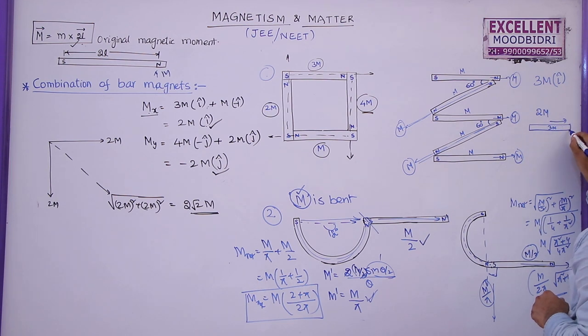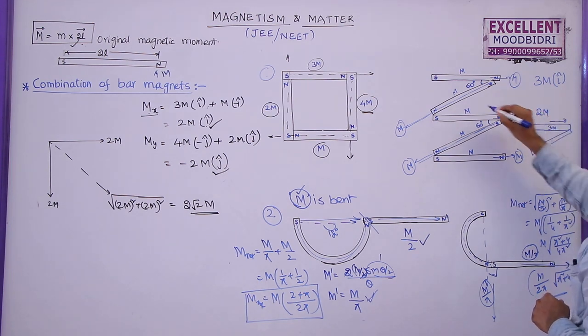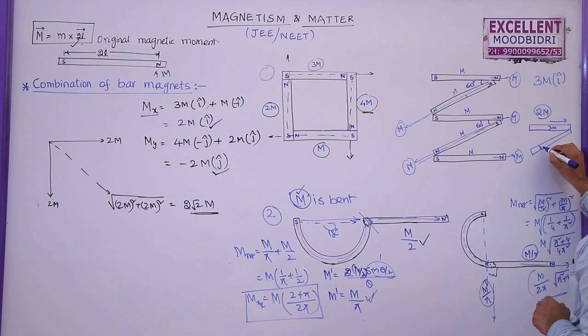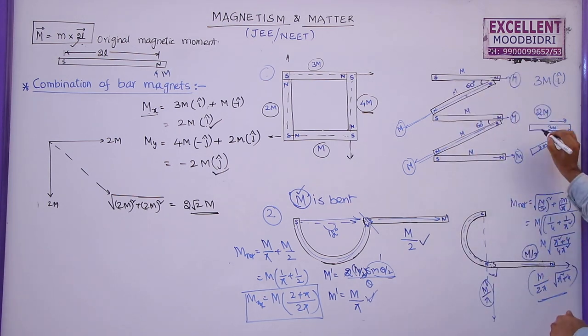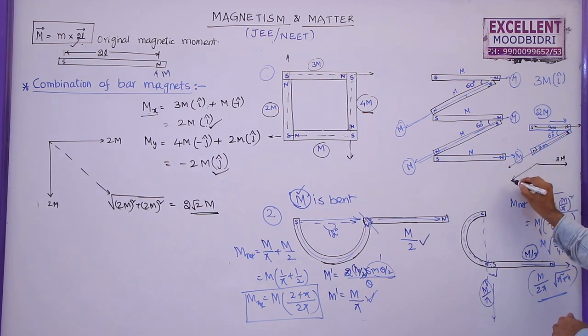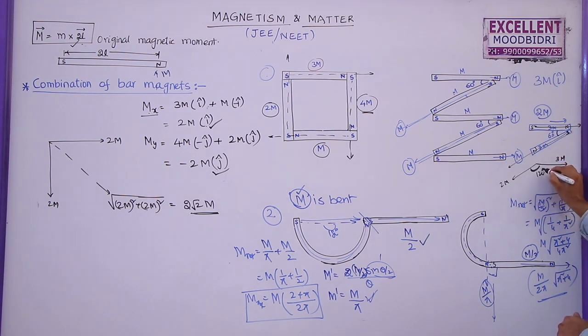Now instead of 5, I can draw only one bar magnet which is acting 3m in this direction, and one more bar magnet to represent these two as 2m, and the angle between these two is 60. Now after writing this, to find the resultant, this is south pole, north pole, this is south pole, north pole. 3m is acting like this, and 2m is acting like this. So I can write this as 3m and this as 2m. If it is 60, this angle will be 120 degrees.